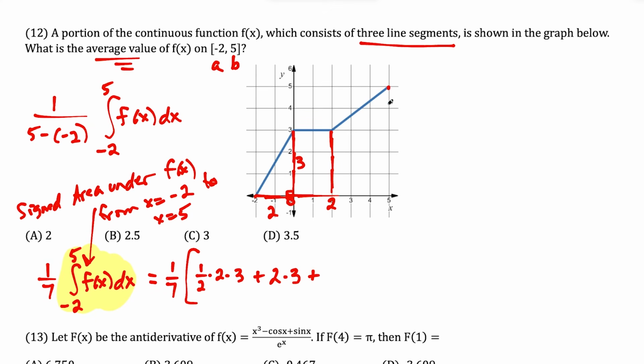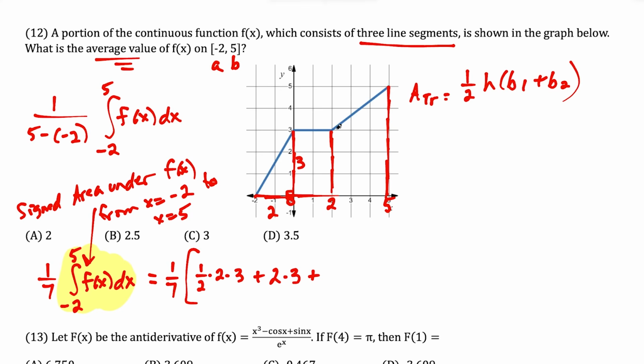And now the last one here, we have this trapezoid, okay? And the region is ending at x equals 5. Now, if you know that the area of a trapezoid is equal to 1/2 height times base 1 plus base 2, then excellent. That's going to help you get through this fast.